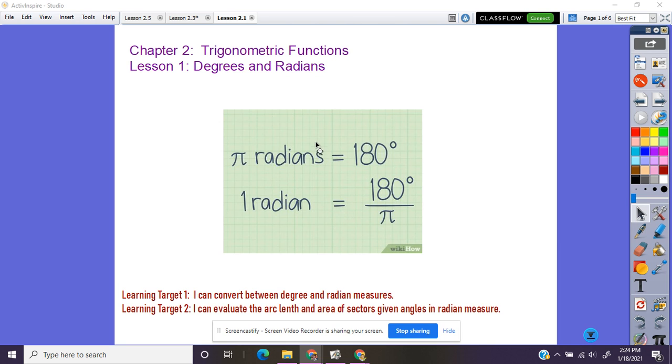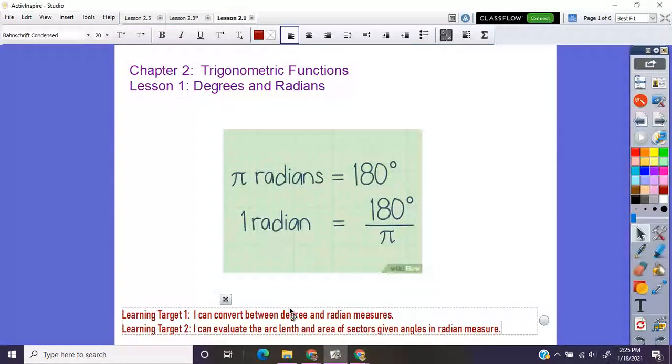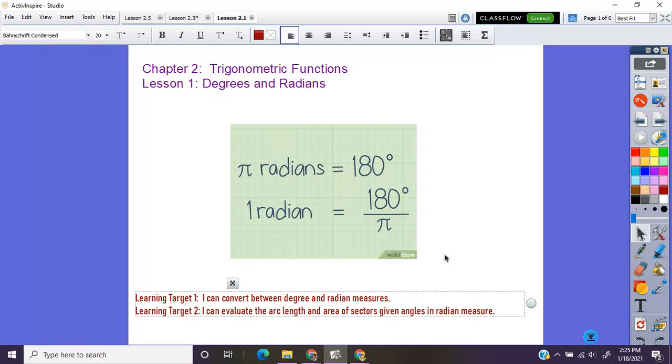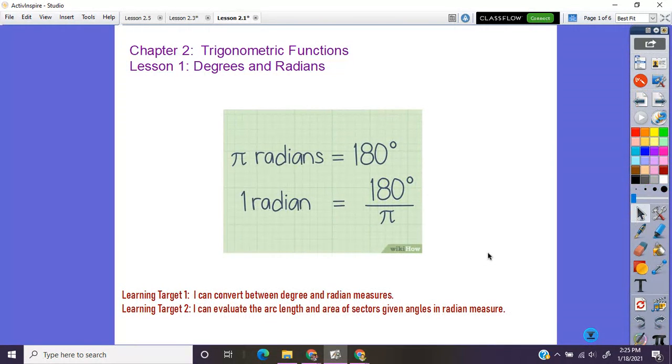In this video, we're going to talk about how to convert between degrees and radians. And then once you're in radians, we're also going to talk about how to find the arc length and the area of sectors when your angle is in radians. We've previously talked about how to find those arc lengths and areas when your angle is in degrees, so we'll review that today as well.